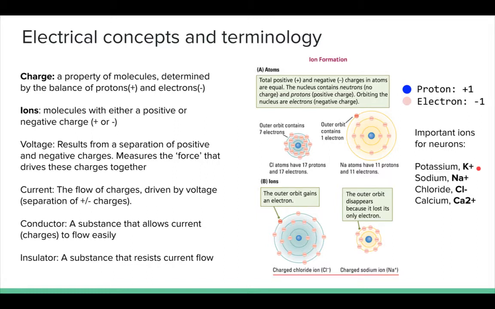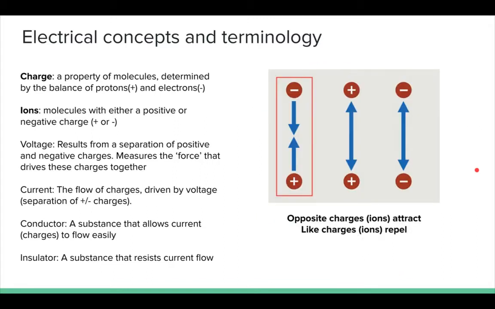Now, the most important thing we need to know about charges and ions is how they behave towards one another. Things that have opposite charges are attractive to one another. So if one atom has a net positive charge and another a net negative charge, they will be drawn closer together if they can. Whereas like charges repel. Any two atoms that have the same charge will be repelled from one another.